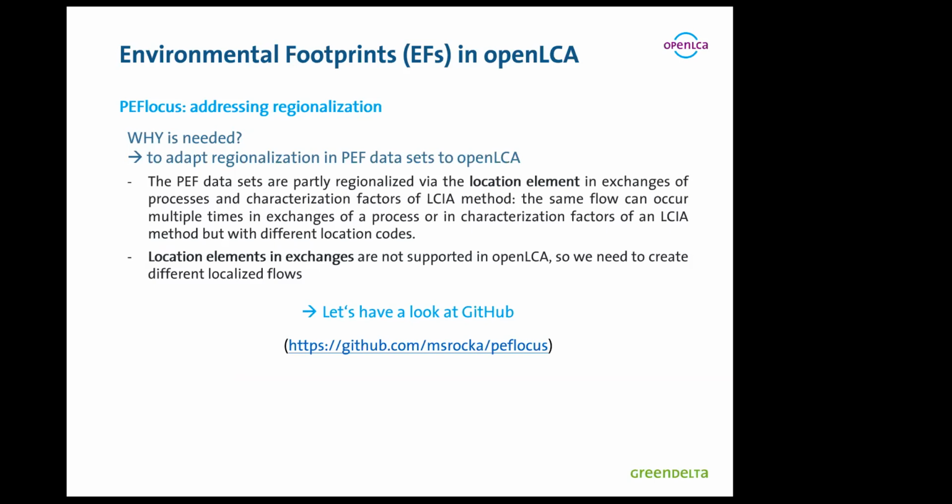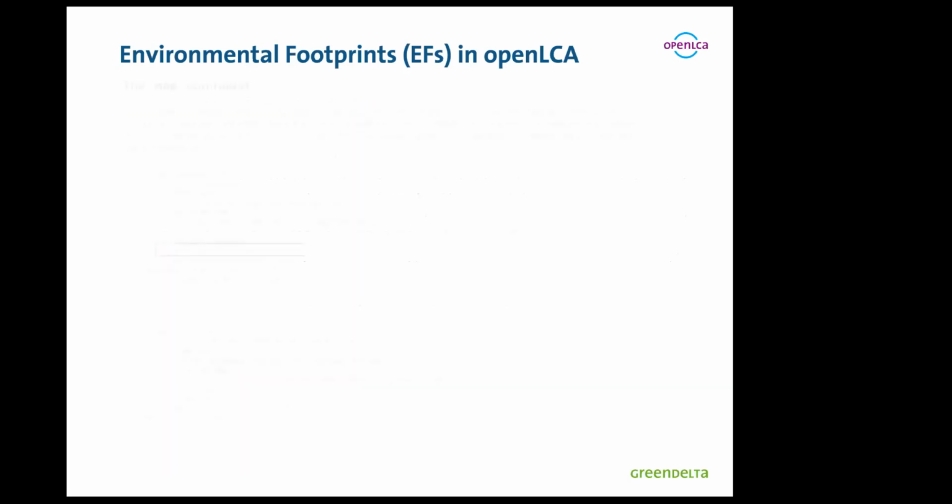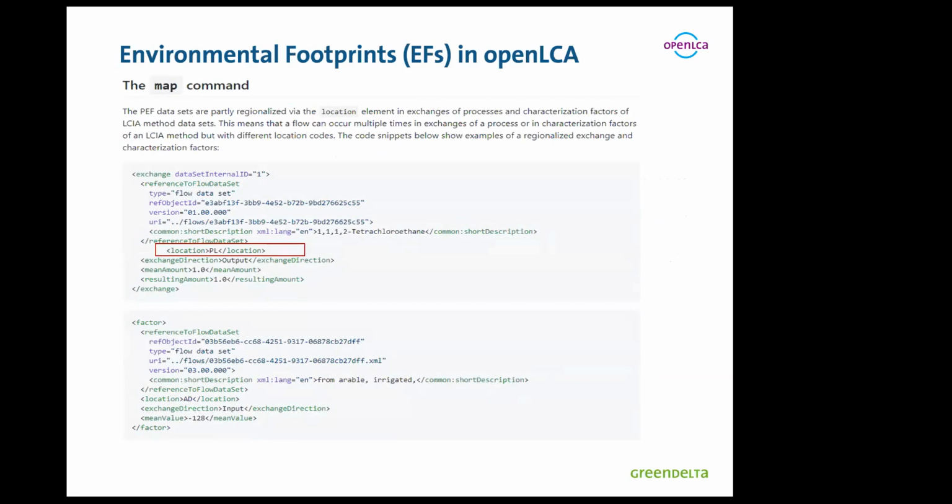And this operation can be done with our application that is called PEF Locus. You can download it from this link that I put down here, from GitHub. Also on that page, you can find all the information about this application and how to use it. And here is a screenshot from our GitHub page. In the red box, I just highlighted this location element in the exchange. This is an exchange, and this is the location element. And basically what the PEF Locus does is, every time a flow appears with a different location, it creates a new flow with a specific location in order to be handled in openLCA.